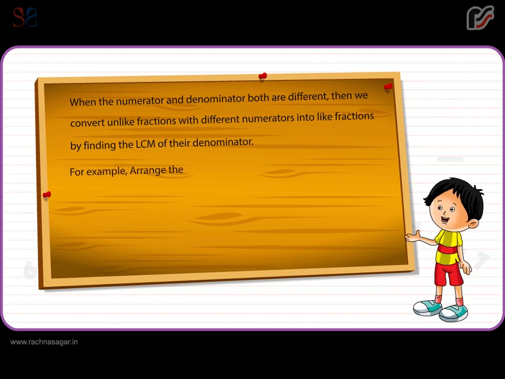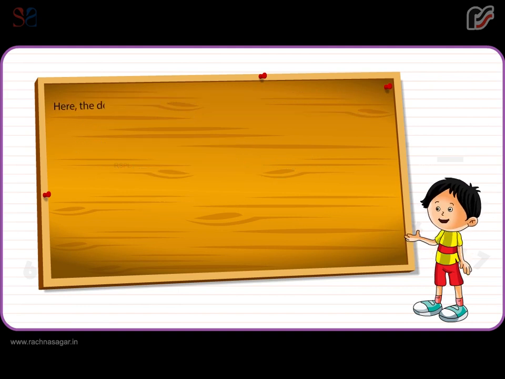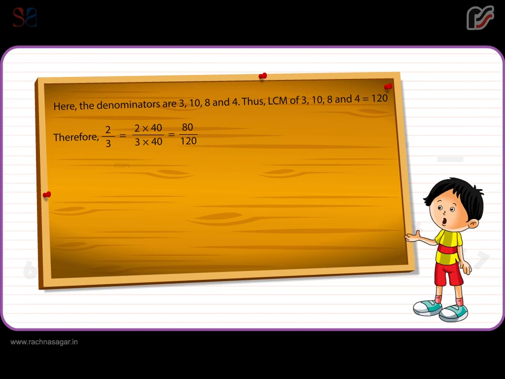For example, arrange the fractions 2/3, 9/10, 7/8 and 3/4 in ascending order. Here, the denominators are 3, 10, 8 and 4. Thus, the LCM of 3, 10, 8 and 4 is equal to 120. Therefore, 2/3 is equal to (2 × 40)/(3 × 40), which is equal to 80/120.